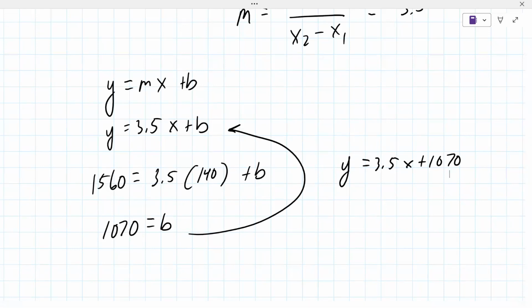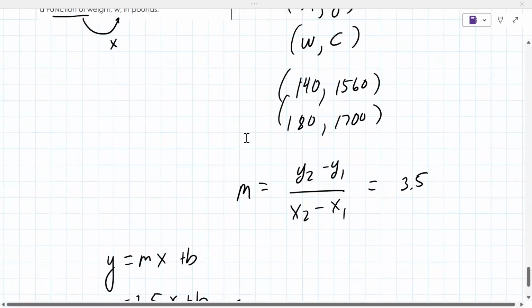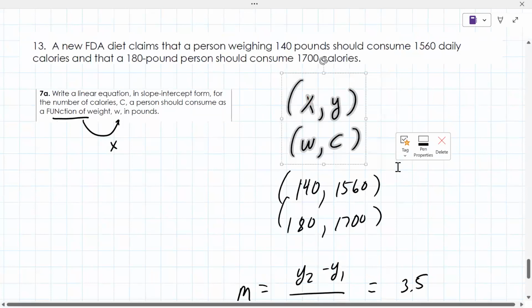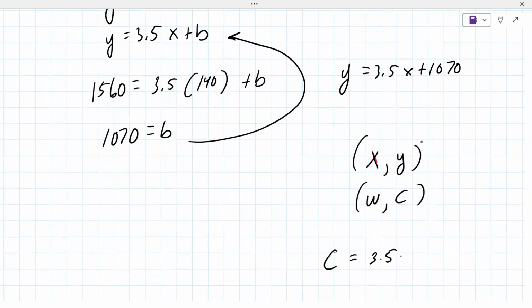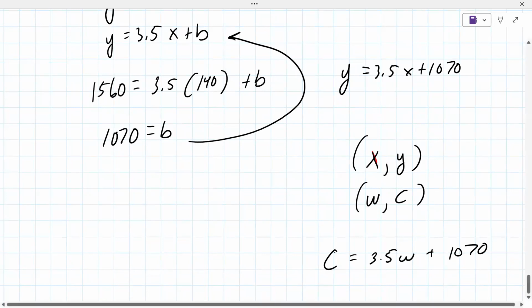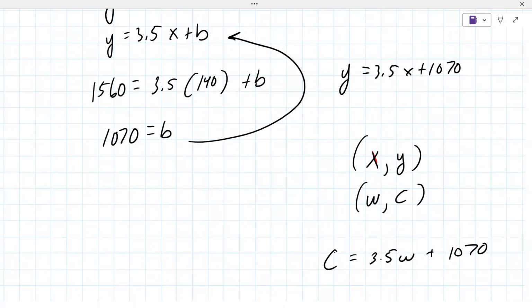And then from here, again, you have to make sure that you're using the right variables. So it's always good to go back to this mapping of variables: W is really X and C is really Y. So we got C equals 3.5 W plus 1070 like that. That's part A.